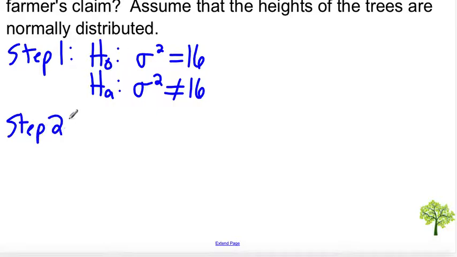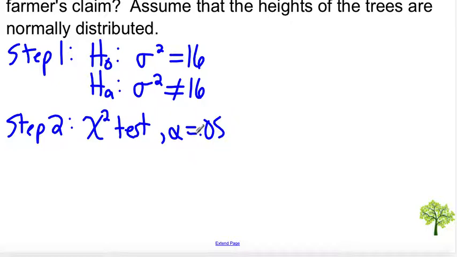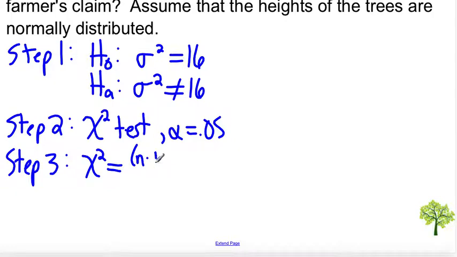Step 2, since this is variance, we have to use a chi-squared test. And we are told that alpha is going to be 0.05. All right, step 3. We are going to calculate our test statistic. So this is n minus 1 times s squared over sigma squared.